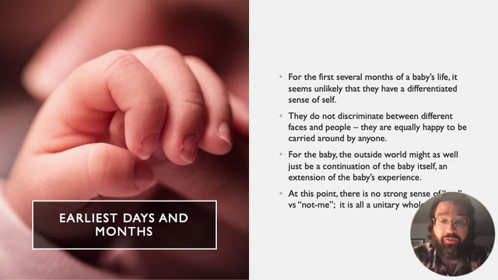So in the first several months of life, it seems unlikely that babies have a totally differentiated sense of self, right? Particularly in the early months, they don't discriminate between different faces and people yet. Like we said, a baby is perfectly happy to be cared for by really anyone in the early months of life, right? They don't yet show a strong preference for one person or another, very typically early, in the first months of life. For the baby, the outside world might as well just be a continuation of the baby itself, right? An extension of the baby's experience. It has not yet completely discriminated between the me and the not me, right? It might be all just kind of a unitary whole to the baby.